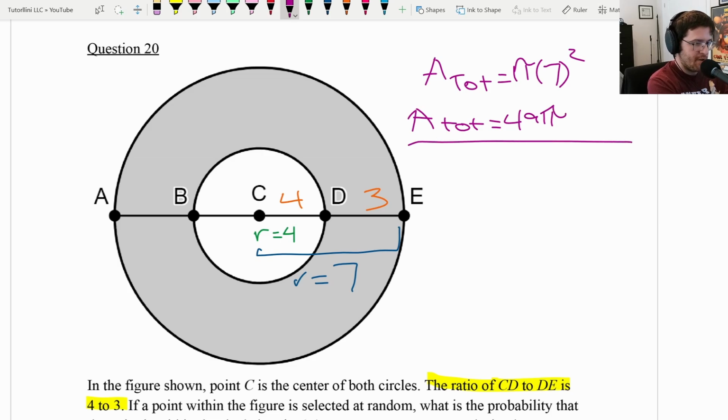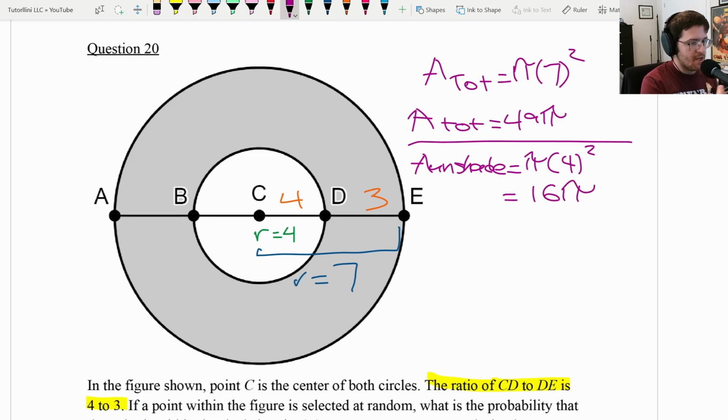And then we're going to find the area of the unshaded region. So that's pi r squared, so pi 4 squared, which gives us 16 pi. And then the area of the shaded region is the encompassing area minus the unshaded. So let's see, 49 minus 16. I'll start putting some of this on the picture. So this area is 16 pi. And then 49 pi minus 16 pi gives me 33 pi. So the shaded region is 33 pi.